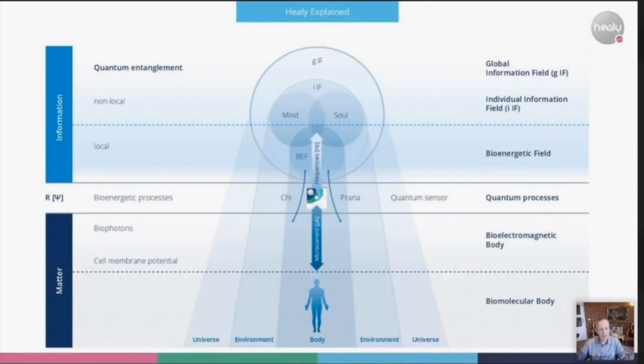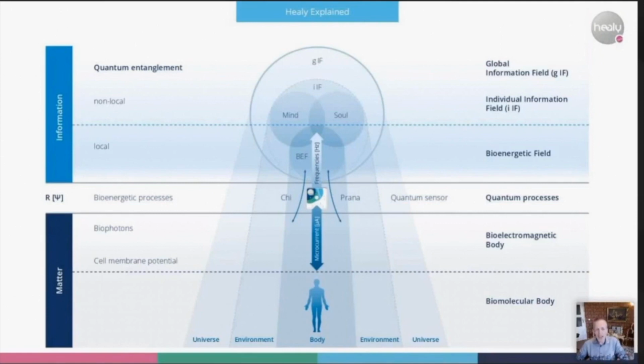So we have the information field up here, we have the material body down here, and in between we have the quantum processes. And this is where Healy operates, because Healy in its very center, on the back of the Healy hardware, has what we call a quantum sensor. It's actually a physical noise generator, which through entanglements connects the information fields with the material aspect of our organism.